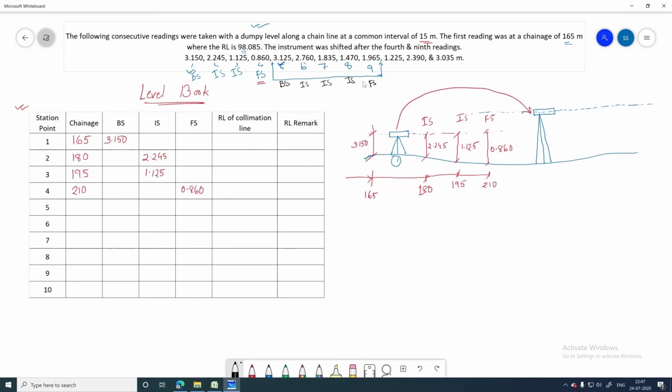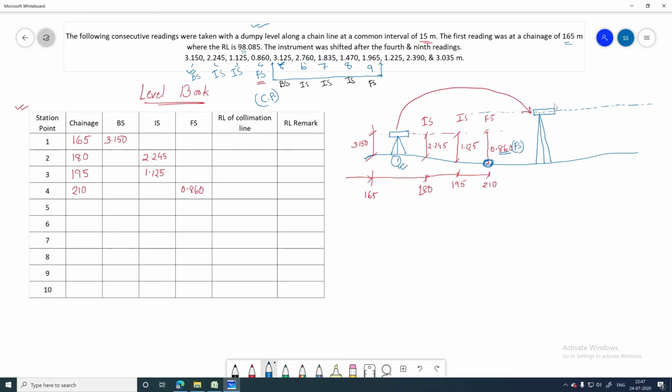So here this will be the foresight reading, the first one is the backside reading, and the others are intermediate sight readings. You already know that the foresight reading and the backside reading are taken at the same point, and that point is called the change point. In this case, this chainage will be the change point, and here we consider the value of the FS as well as the BS. This is the value of the FS considering this instrument station.